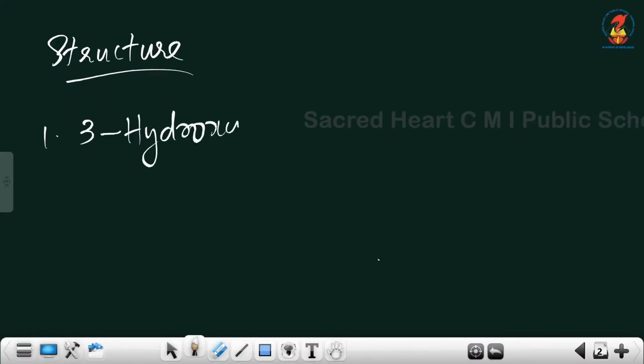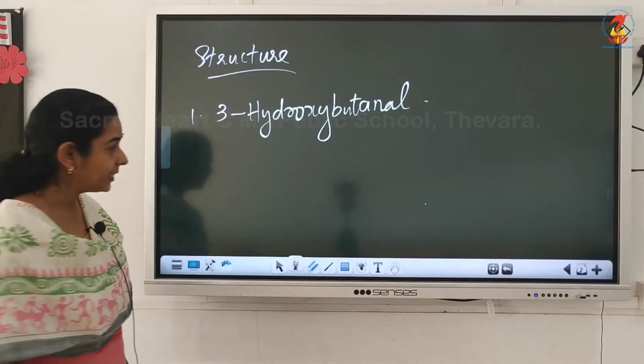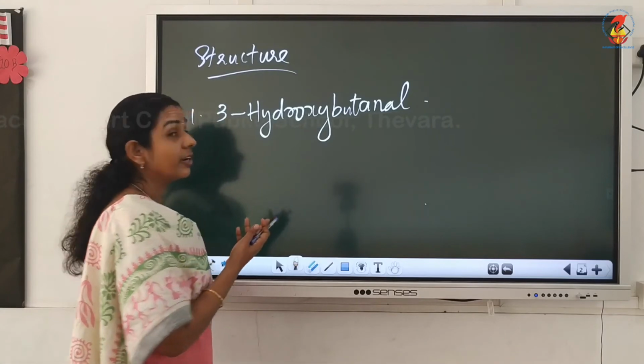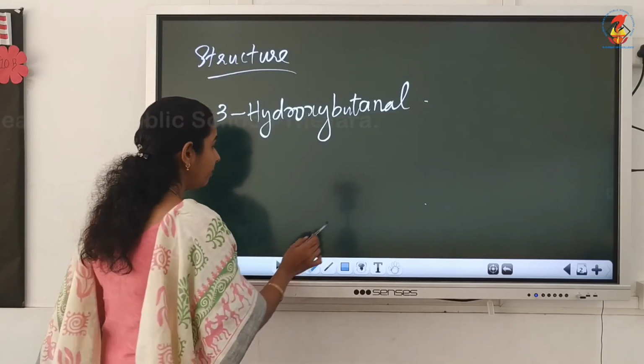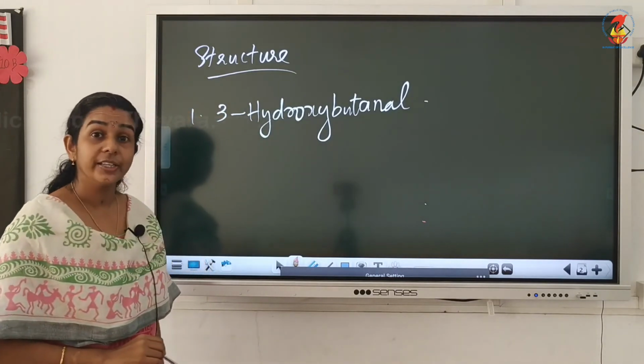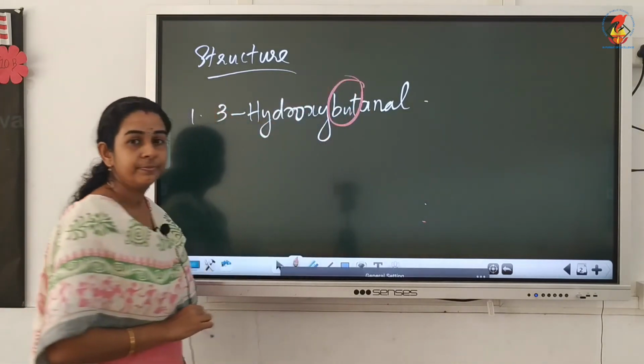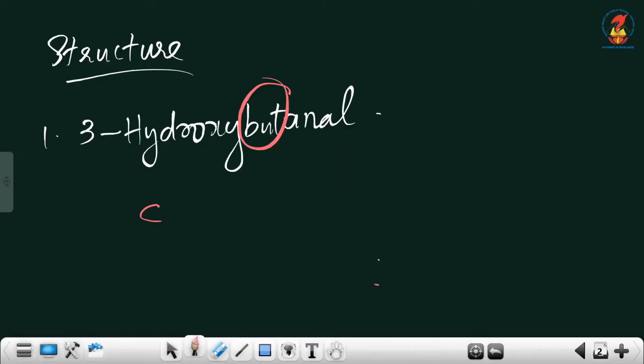3-hydroxybutanal. What is the rule for writing the structure of an organic compound? First, identify the word root from the name. What is the word root here? But. Okay, so first write 4 carbon atoms.